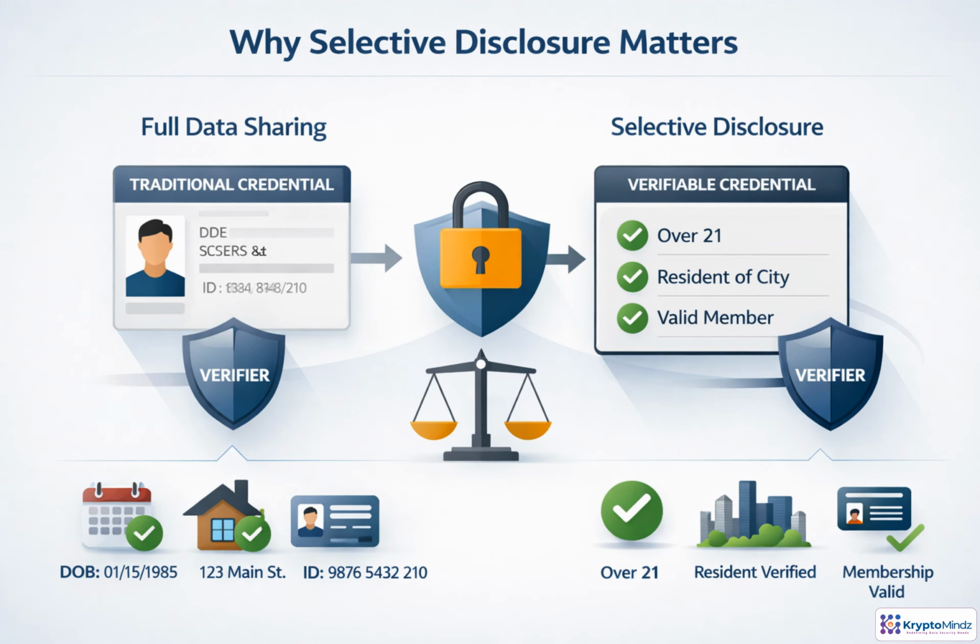Selective disclosure matters because most verification questions are narrower than the documents people usually share. A bar does not need your birth date, address, or ID number. It only needs to know you are over the required age. When the proof matches that purpose, the holder reduces exposure, the verifier avoids collecting unnecessary data, and the exchange becomes more trustworthy.